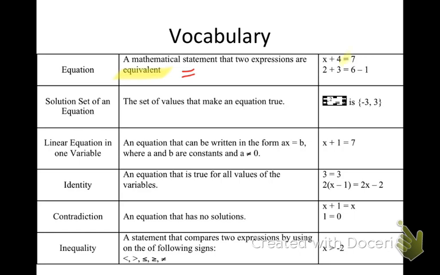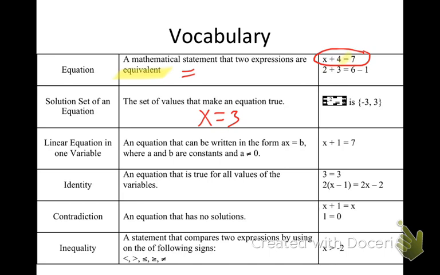Okay, and we're talking about equations. Now we're talking about something that is equal. Equations means two expressions are equivalent. The solution set of an equation is the set of values that make an equation true. For instance, if I had the equation x plus 4 equals 7, what's the solution of that equation? x equals 3. That would be the solution of that equation.